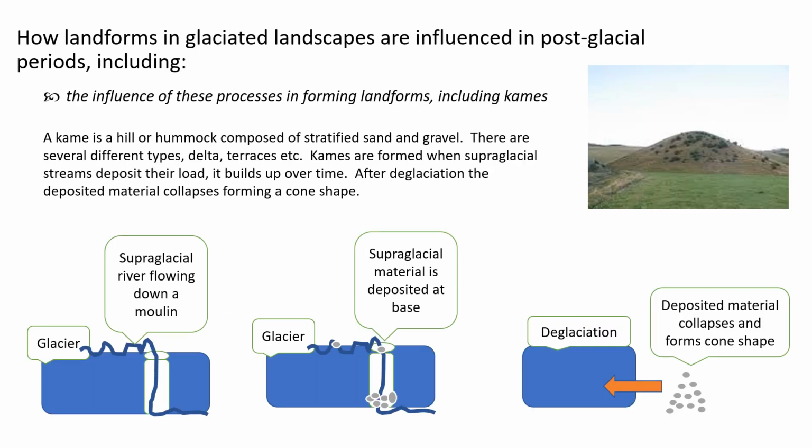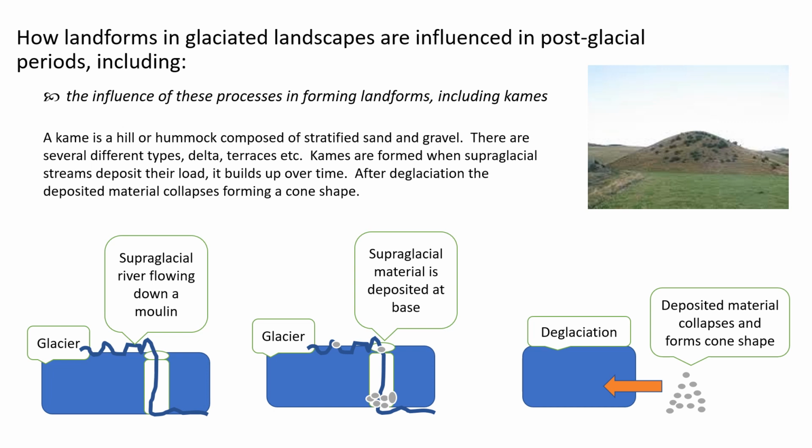So what kind of landforms can we expect to find? Well, kames is a key landform, and we can see in the photo here a kame. It just looks like a mound within the landscape, and effectively that is what it is, but it is formed during deglaciation.